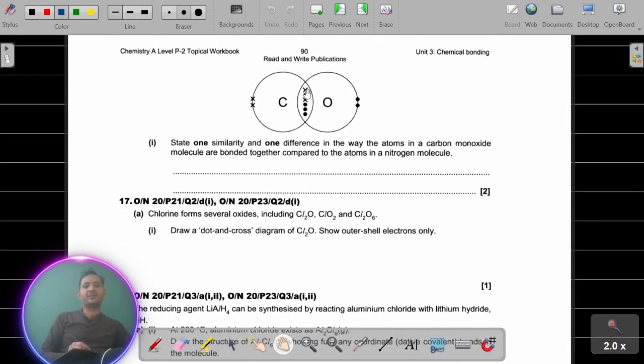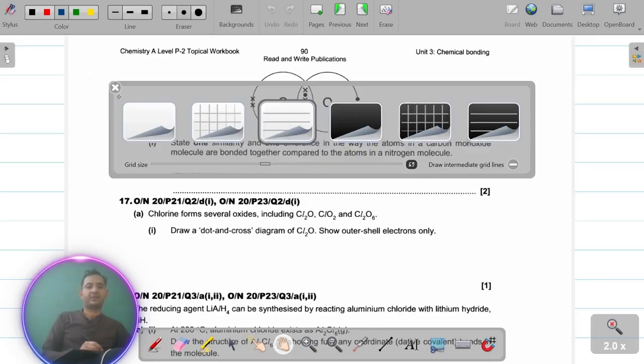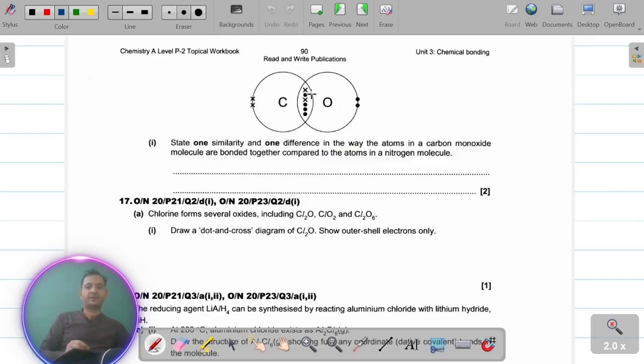So we can see one of the electron pairs is a dative bond. It means carbon is making a triple bond with oxygen, and one of the lone pairs of oxygen is attracted toward carbon, and here is a lone pair on carbon and here is a lone pair on oxygen.